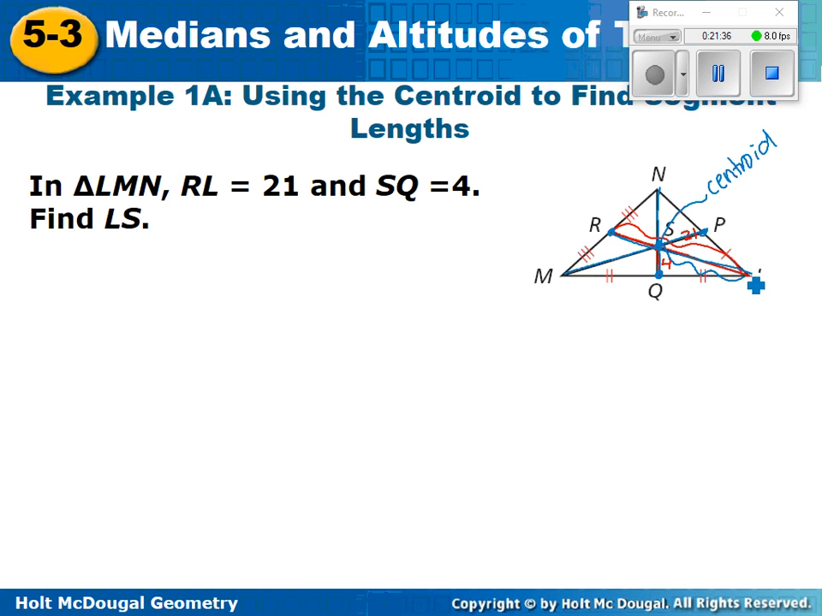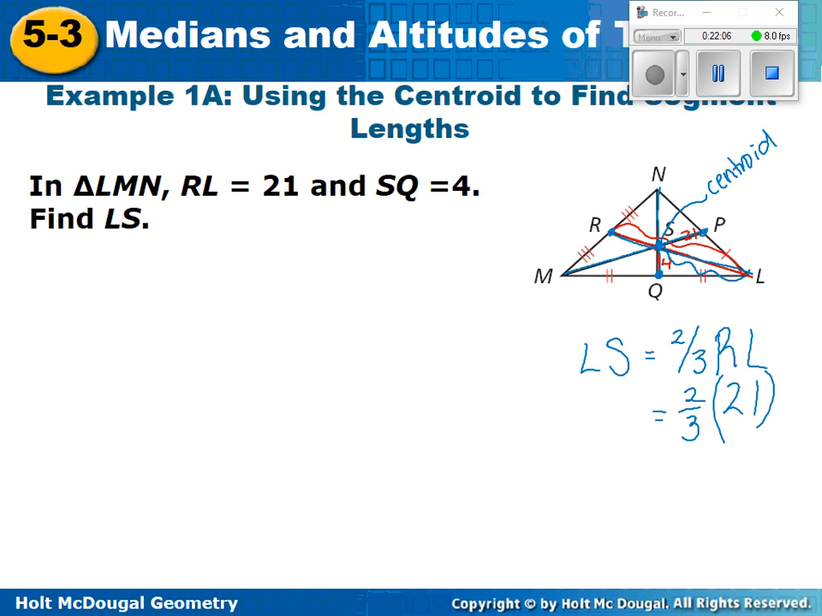How much of the median is LS? 2/3. There's two ways you can work this. For those of you who can work with your numbers really well, you don't need to write anything down probably. You can figure out what is 2/3 of that whole length. For others, you may need to write down LS equals 2/3 of the whole line RL. And then plug in what you know. What is RL? 21. So what is 2/3 of 21?